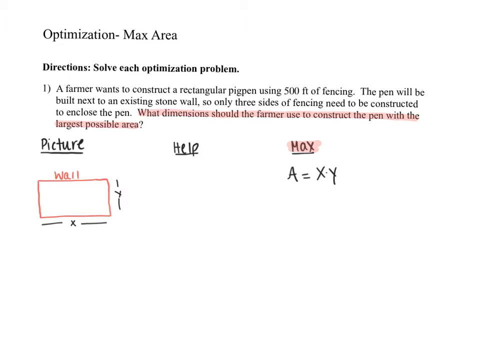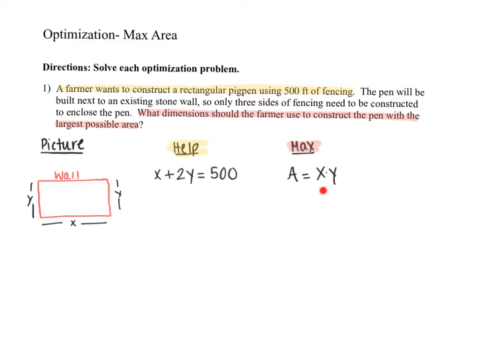That comes from the beginning part: the farmer wants to construct a rectangular pig pen using 500 feet of fencing. So that is going to help us. Fencing, you should be thinking perimeter. Fencing is all of what would be needed to fence in, going all the way around. So technically there are 2 y's, this y here and this y, and this x. All of this added together should equal 500. So it's x plus 2y equals 500. That is my helper equation.